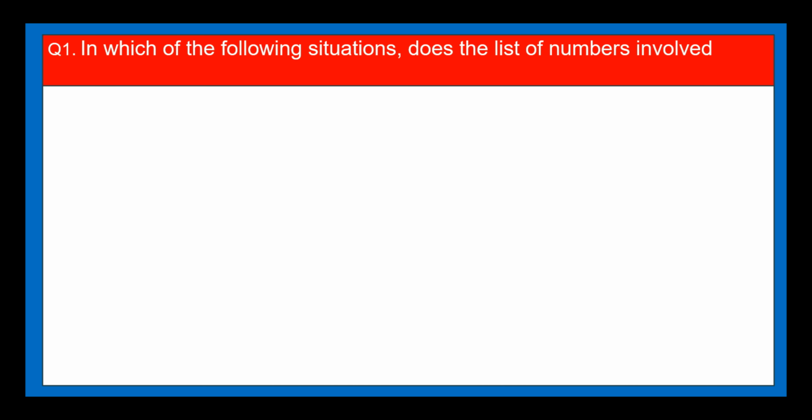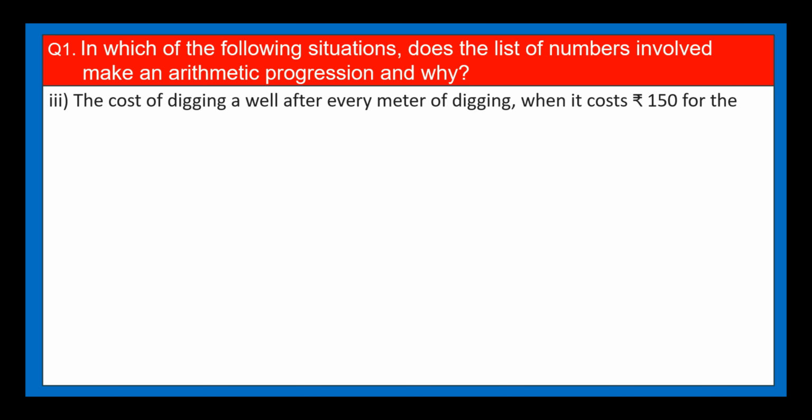Okay. Now, third bit. In which of the following situations does the list of numbers involved make an arithmetic progression and why? So far we've solved 2 bits. Now this is the third bit. The cost of digging a well after every meter of digging, when it costs 150 rupees for the first meter and rises 50 rupees for each next meter. If you observe the question, the cost to dig a well for the first meter is 150 rupees and for each next meter you have to pay 50 rupees more.